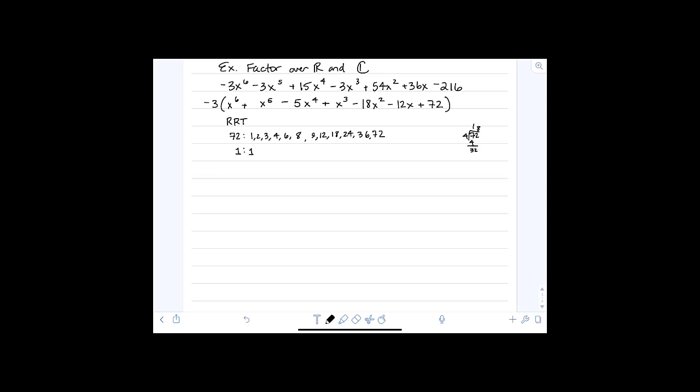Okay, and remember our list of possibles would be plus or minus all of these, so all of these over 1. Some students draw the bar there. Remember you're matching systematically. So it'll be 1 over 1, 2 over 1, 3 over 1, and you just go systematically matching like that. So we end up getting plus or minus 1, 2, 3, 4, 6, 8, 9, 12, 18, 24, 36, 72.